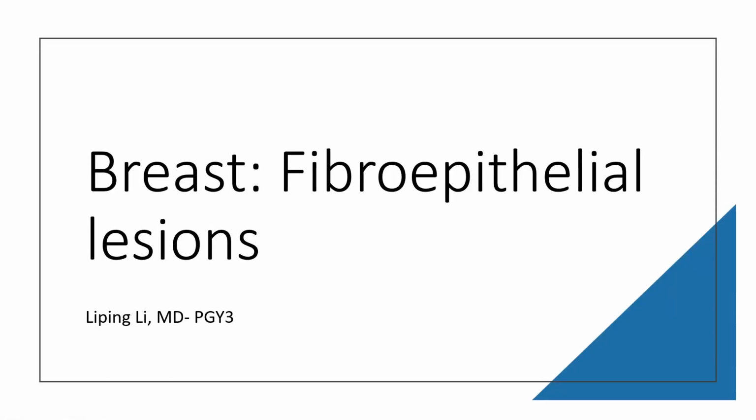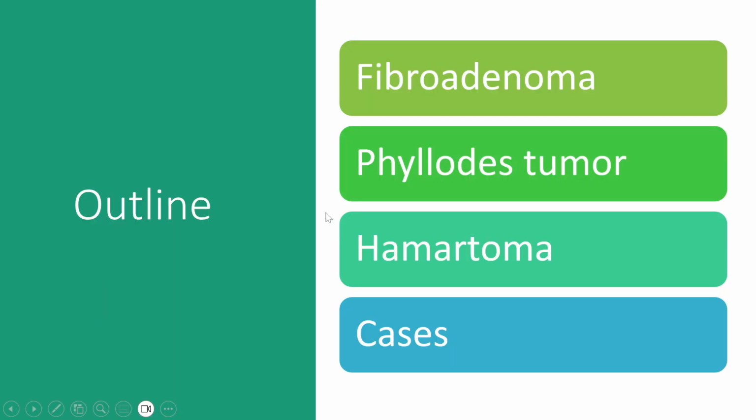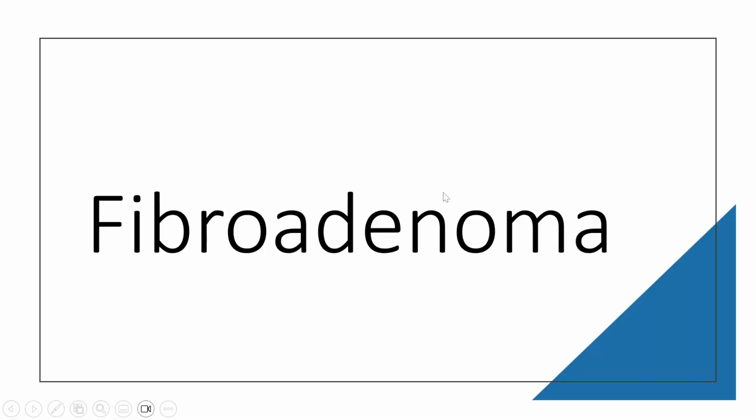Today we are going to talk about breast pathology, about fibroepithelial lesions. Here's our outline. We'll talk about fibroadenoma, phyllodes tumor, hamartoma, and a few cases. First, fibroadenoma.